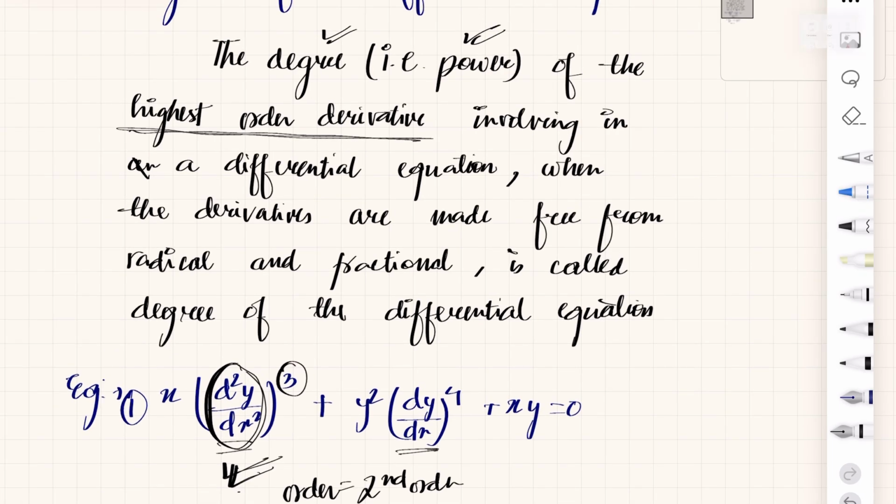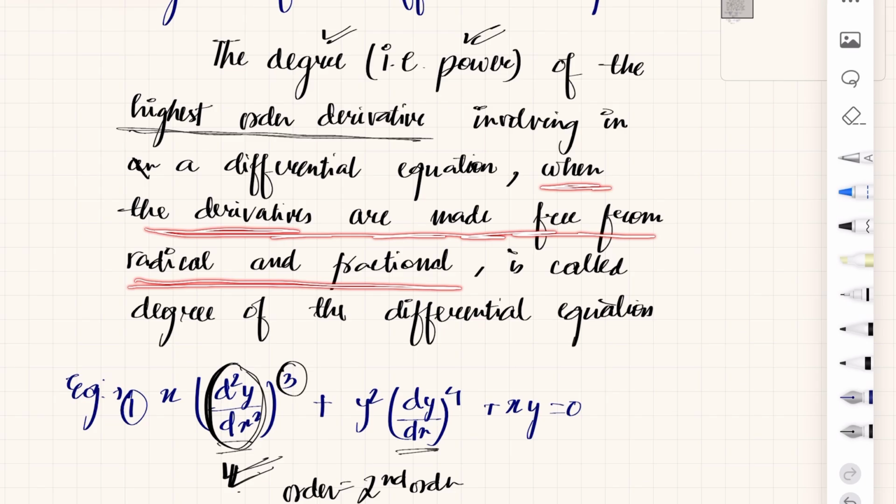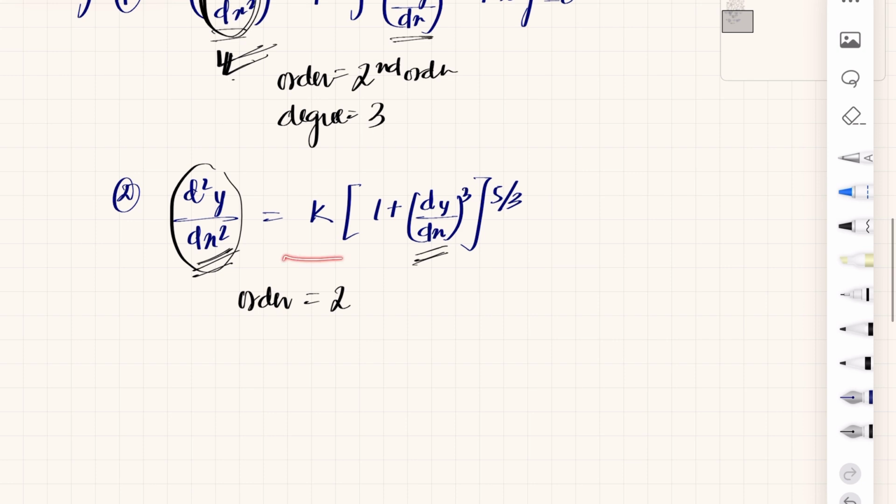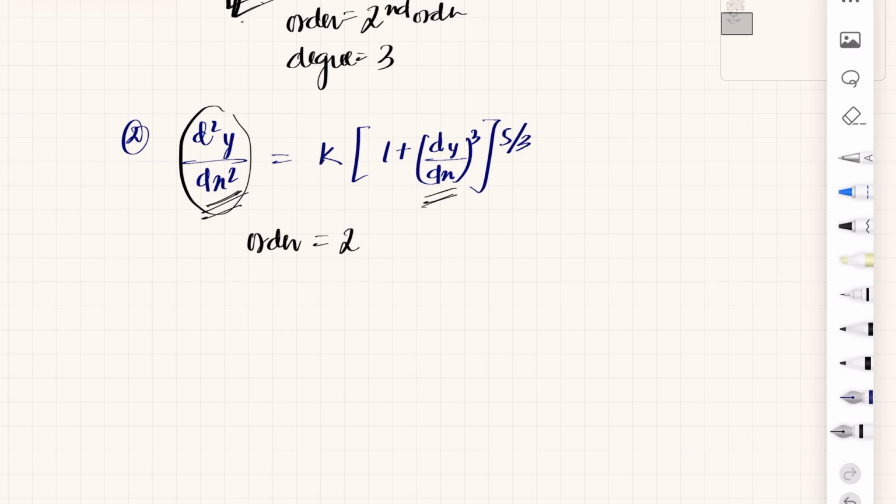See here, look, I'll show you something. Here it said when the derivatives are made free from radical and fractions, right? It can be any derivative. They're not saying the highest derivative should be made free. They say any derivative, when the derivatives are made free from the radical and fractional form. So let's see. This is in the radical form. It is in the radical form. So we need to make sure that it is free from the radical.